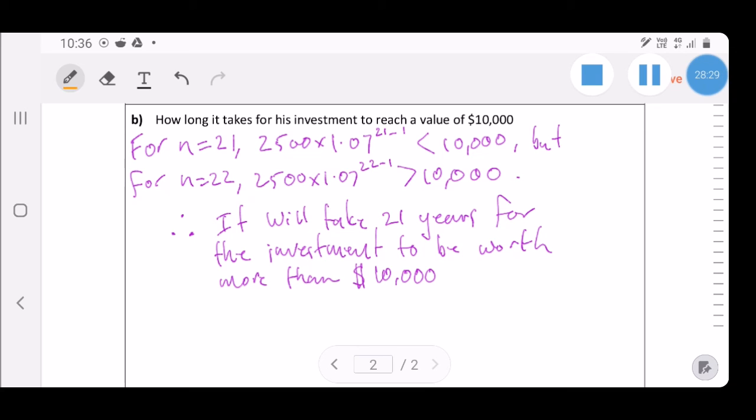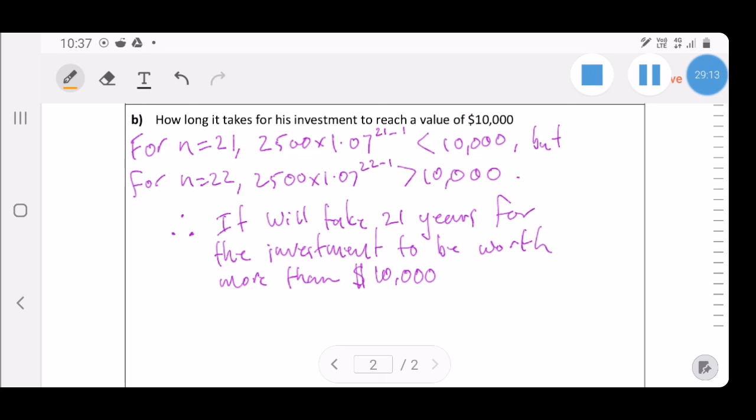So if I pick n equals 21, obviously I built up to that with 18, 19, 20. If n equals 21, I get AR to the 21 minus 1, so 2,500 times 1.07 to the power of 21 minus 1, which is just less than $10,000. But as soon as I go from n equals 21 to n equals 22, I get 2,500 times 1.07 to the 22 minus 1, which is just over $10,000. So n equals 22 is the magic number where his investment has reached, for the first time, a value of $10,000.